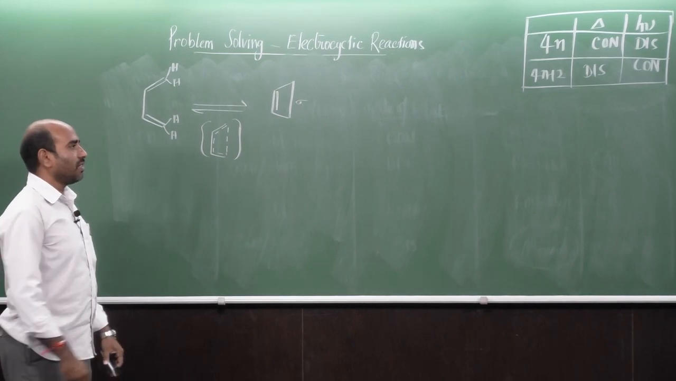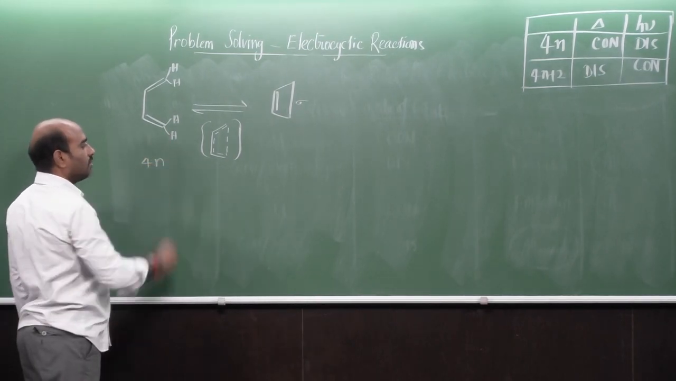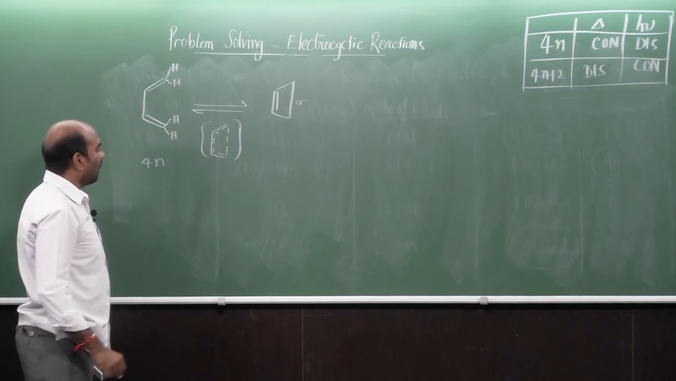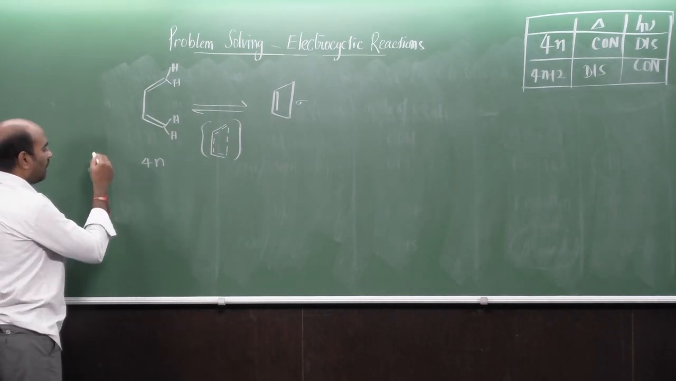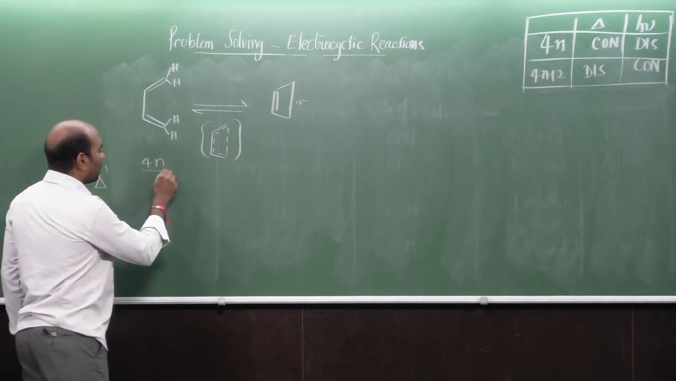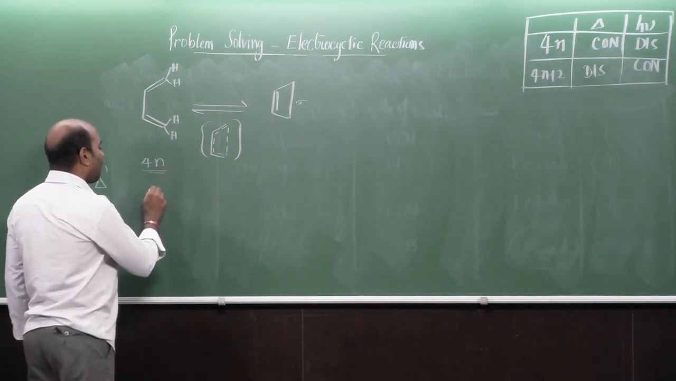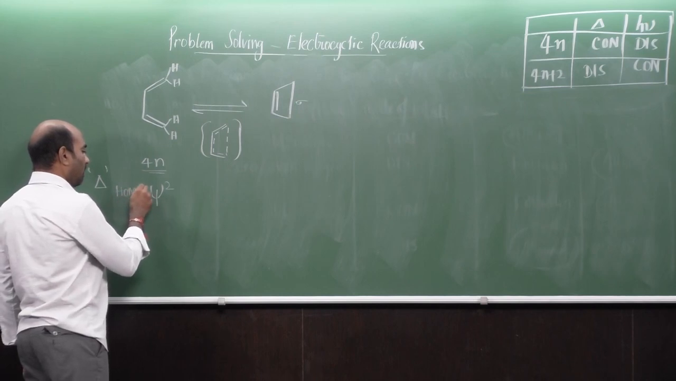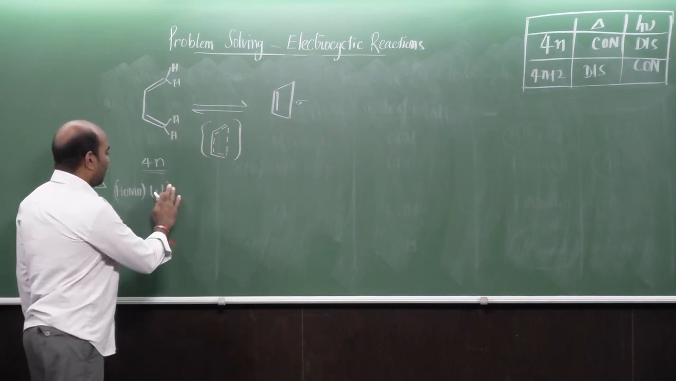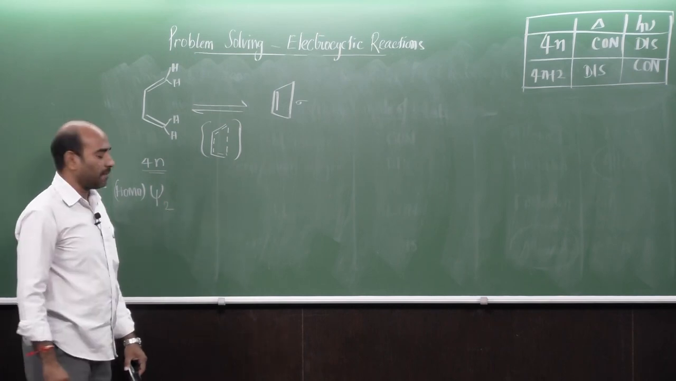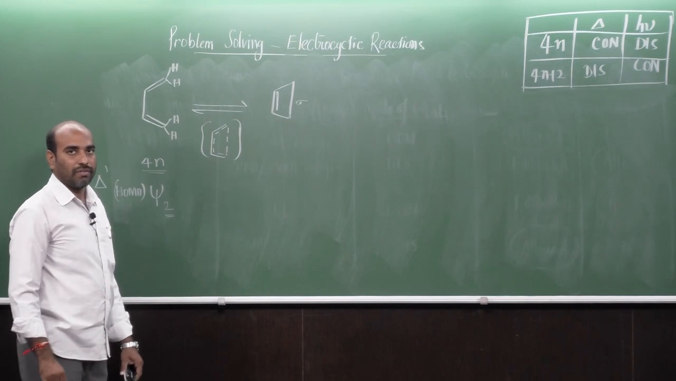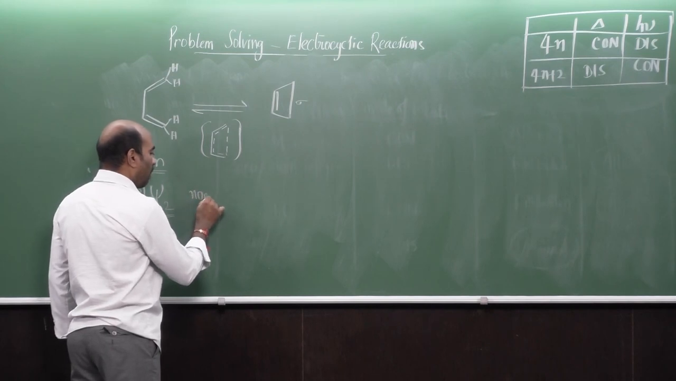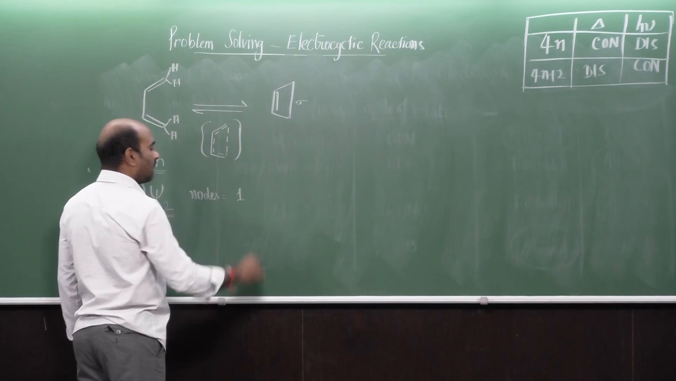How do you analyze this? This is a 4n electron system. So, therefore, the molecular orbital which acts as homo for a 4n electron system under thermal conditions will be psi 2, which is homo. So, the homo is psi 2. Psi 2, right. It is an even-numbered molecular orbital, right. So, if it is an even number, how many nodes will you see? N minus 1, that is 1.